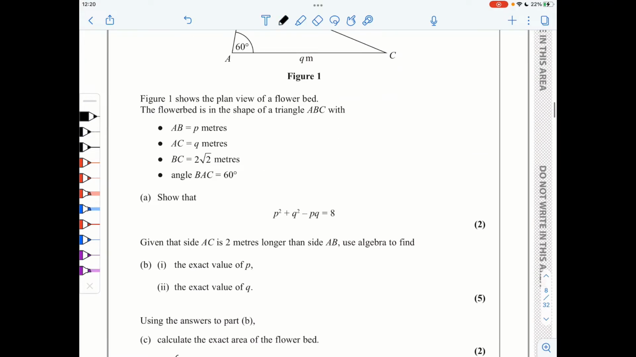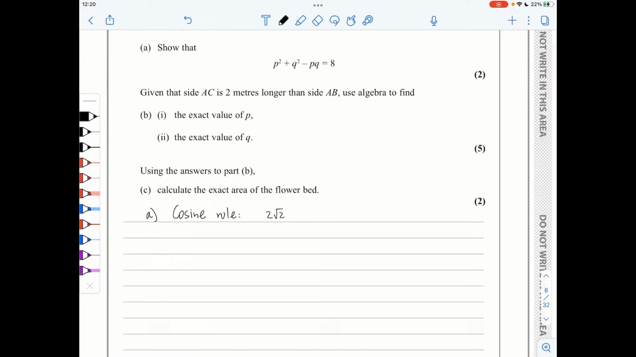So 2 root 2 all squared is equal to p squared plus q squared minus 2 times p times q cos of 60. Now 2 root 2 all squared is 8, so it's p squared plus q squared minus 2pq, and cos of 60 is a half, which means that 8 is p squared plus q squared minus pq. And this is exactly what I had to show, so this is as required for 2 marks.